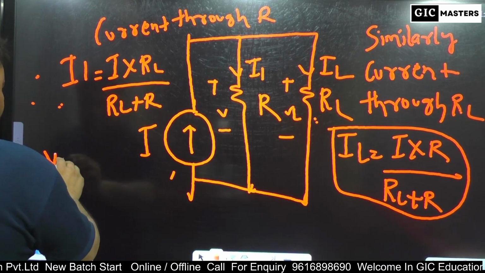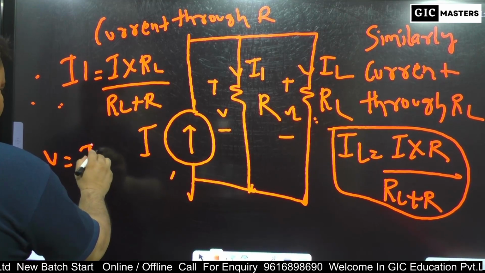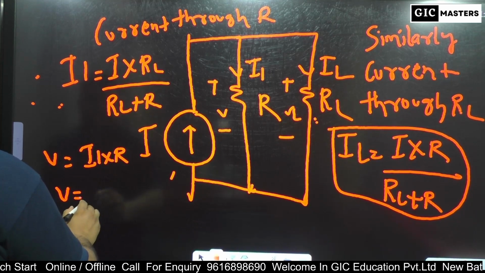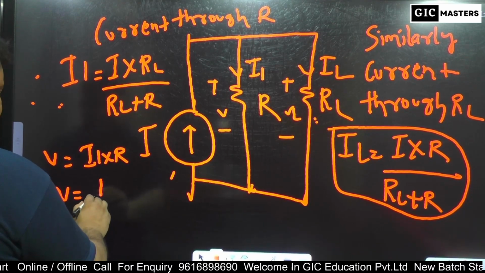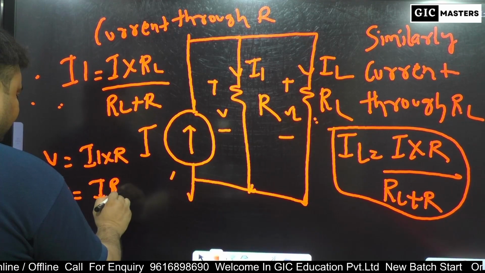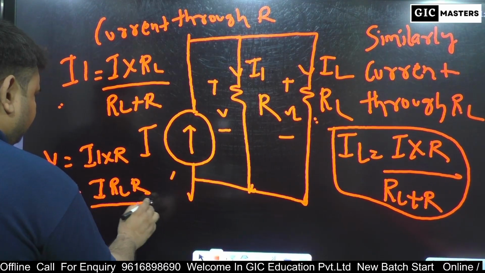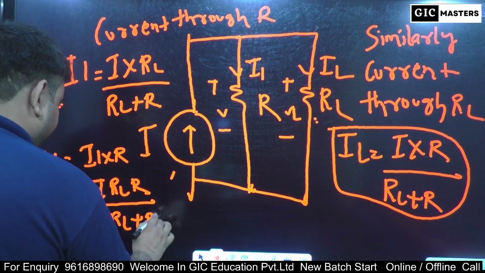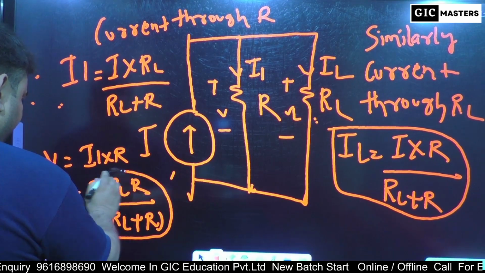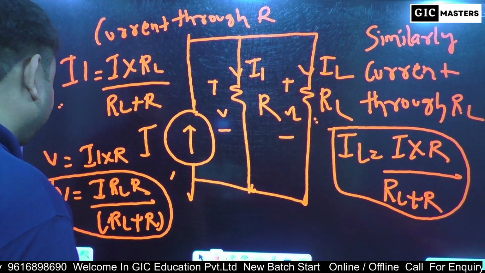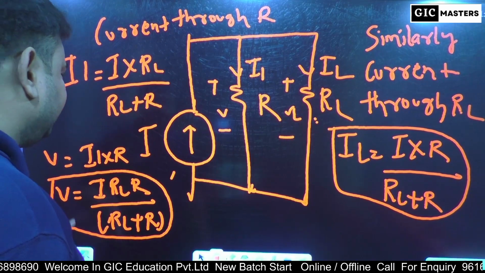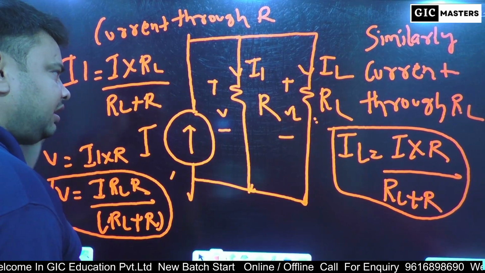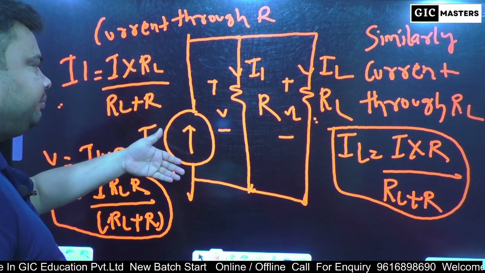So V equals I1 into R. So the voltage across R equals I into RL into R upon RL plus R. These are the relations between voltage, current and resistance when current flows through R in case of a practical current source.